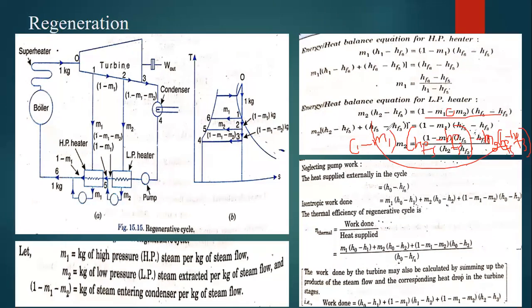If I have taken M2 as common, what I will have is H2 minus HF5, and I have here HF5 minus HF3. So this minus HF5 and plus HF5 will get cancelled, and I am left with H2 minus HF3, right? So now this equation will become (1 minus M1) of (HF5 minus HF3) by H2 minus HF3. The multiplication of M2 will get to the RHS, which means it is going to be a division. Okay, so M2 equals (1 minus M1) into (HF5 minus HF3) by (H2 minus HF3).